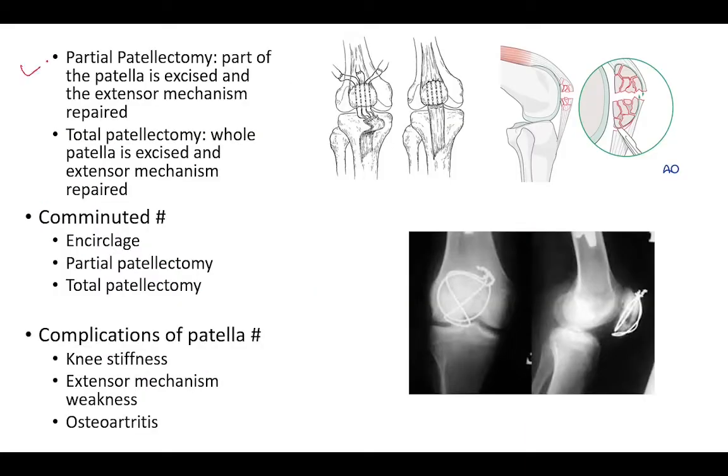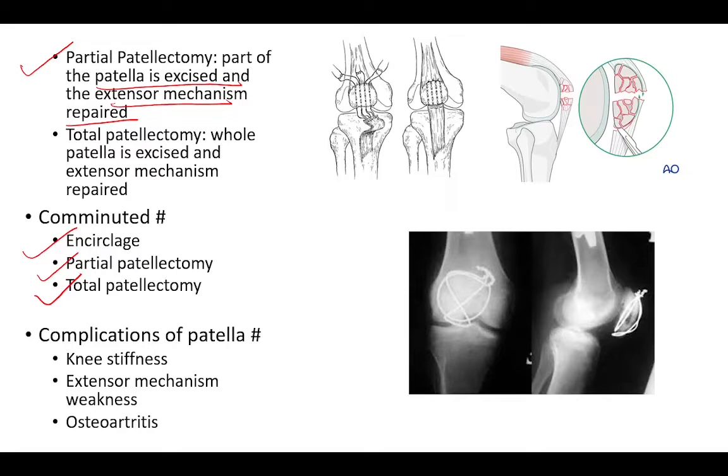Other options include a partial patelectomy. This is done in cases of lower pole or inferior pole of patella fractures, in which a part of the patella is excised and the extensor mechanism is repaired. Alternately, a total patelectomy in which the whole patella is excised may also be performed, but it is now rarely done. For comminuted fractures, encerclage, a total or partial patelectomy may also be considered.